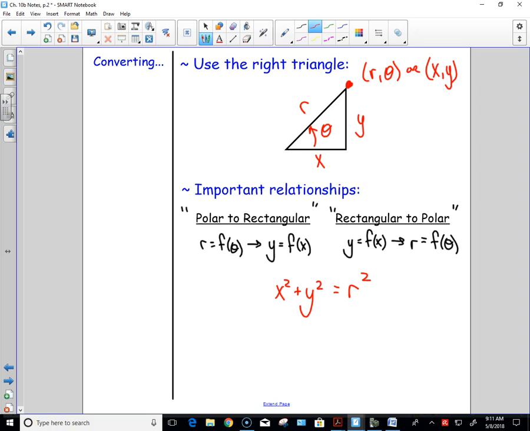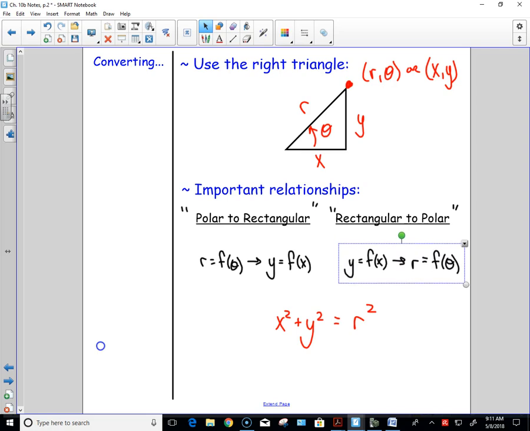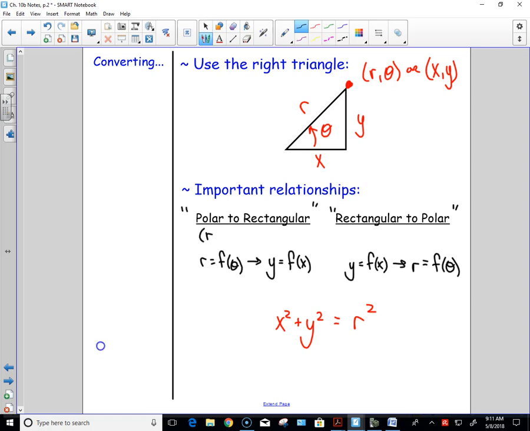And real quick, these formulas aren't just helpful when going from a certain equation in polar to a certain equation in rectangular form. They're also helpful when converting points. You could convert equations, but you could also convert points. So there are different things they might ask you to convert, maybe equations, but maybe also points. Just a quick heads up. So we have x squared plus y squared equals r squared.